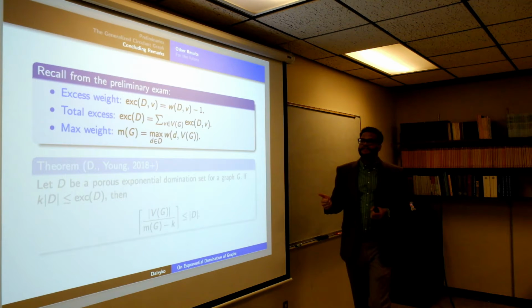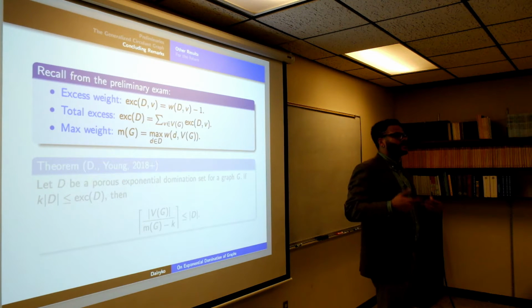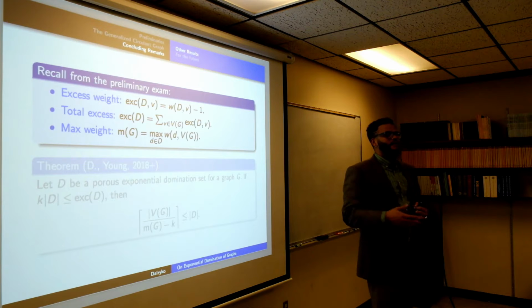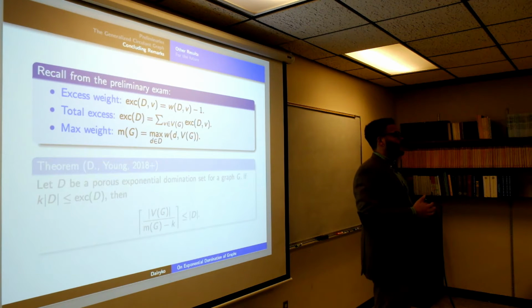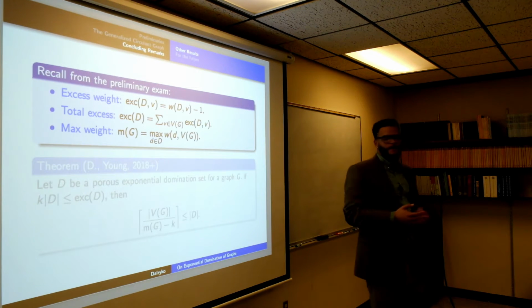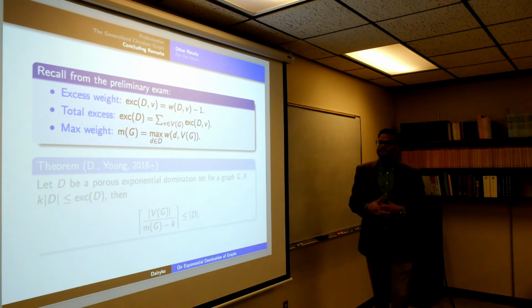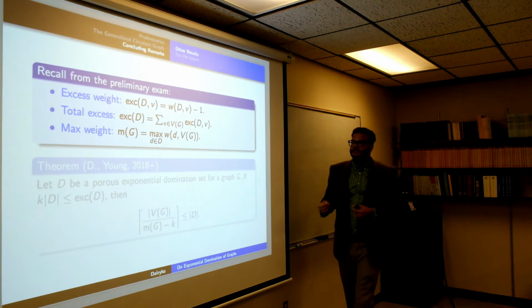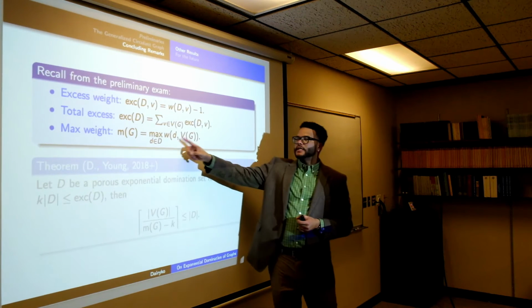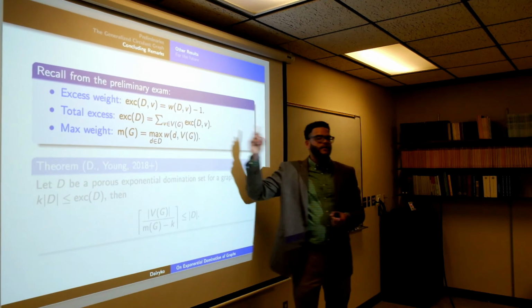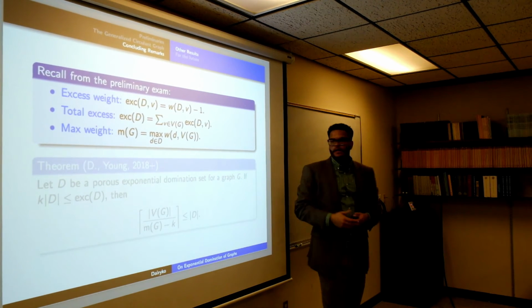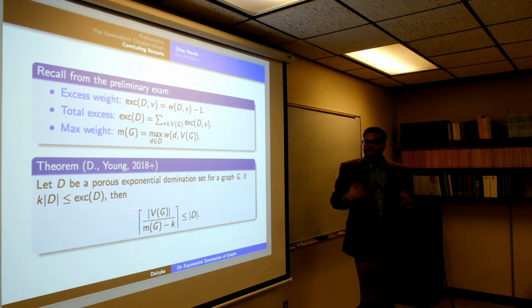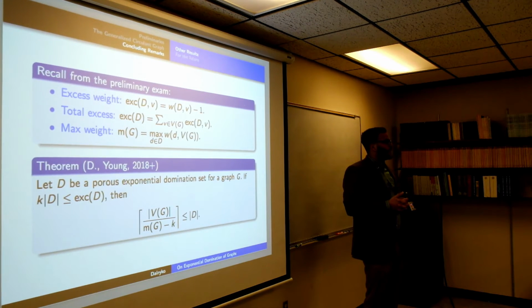I have something called excess weight. The condition that is important with domination overall is that everything gets weighted at least 1. Anything over 1 is considered excess. Total excess just sums up all the excess in the graph. And then I have something called maximum weight, M of G. This function just computes the maximum weight a particular dominating vertex can send to the vertex set. Okay? So we came up with this theorem for a lower bound.